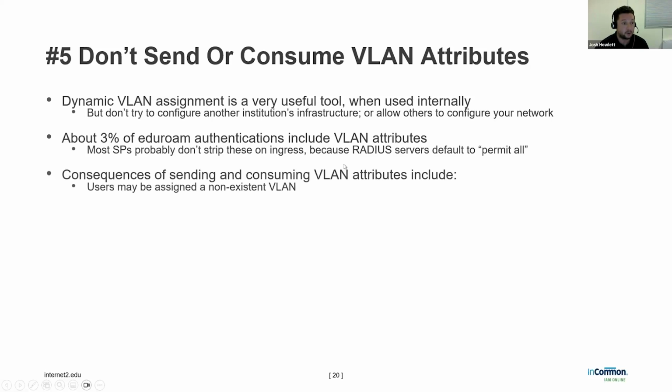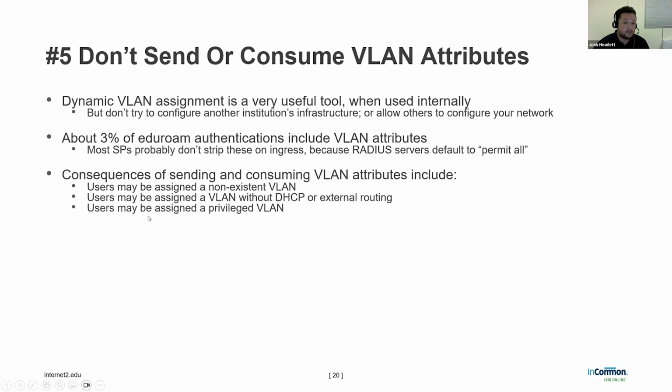on edge equipment. So the consequences of sending and consuming VLAN attributes include users can be assigned to a non-existent VLAN, in which case the user doesn't get service. The user may be assigned to a VLAN without DHCP or external routing. Again, the user doesn't get service. These aren't necessarily security related issues, but they obviously do have an impact on the quality of the service that's being provided to the user. And this is something that we do see happen every now and again.